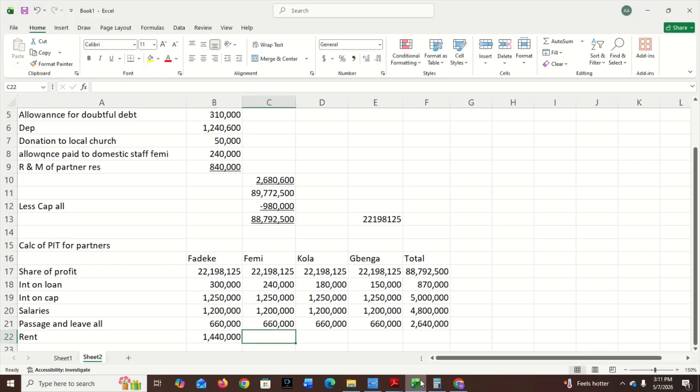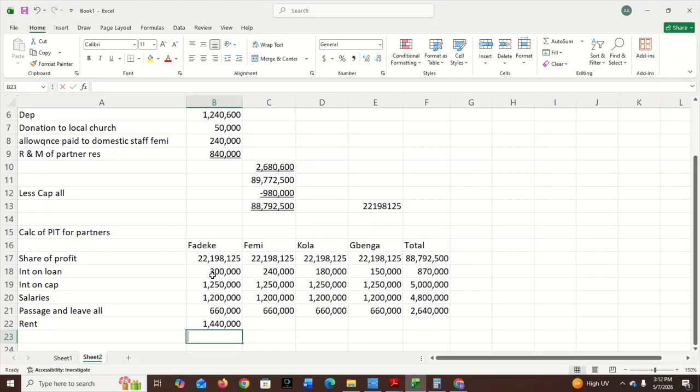Okay, so this will give us their total income before we do any relief. So let's add up. How much is it going to be? I've added salary. This will give me what? Interest on loan 300, interest on capital 1,250, passage and leave allowance 660, salary 1.2. Alright, this will give me how much? 27,048,125.